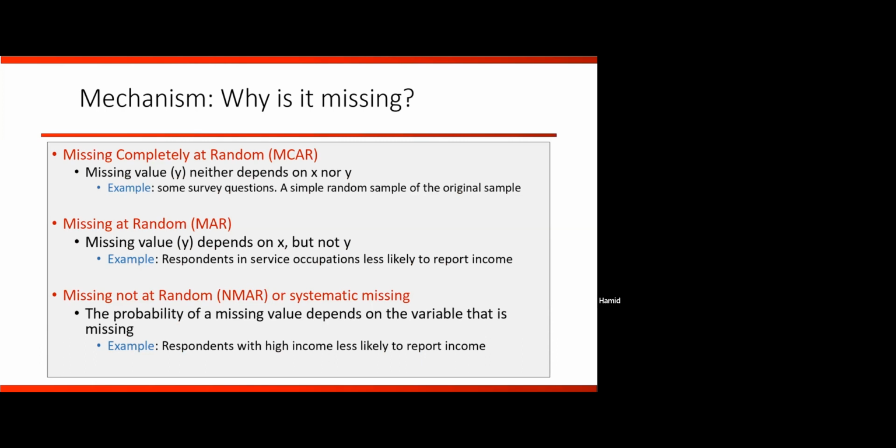Another one, not at random: respondents with high income are less likely to report income. So again, if you find some associations, or you are pretty sure there's a reason for not answering certain questions, it's much better to just avoid them.